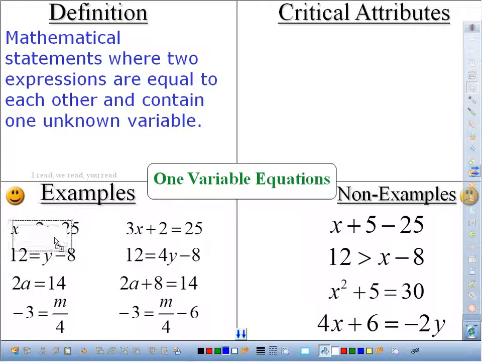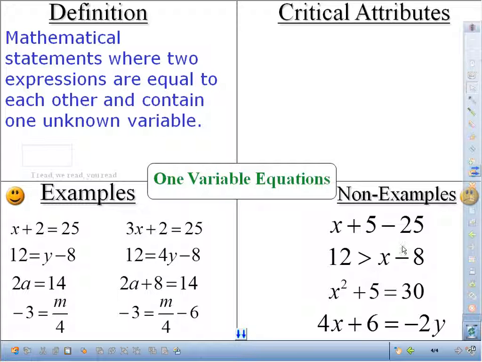Yes. So now, if I was to take this away, is an expression equal to another expression? Yes. According to the definition, it says statements where two expressions are equal to each other. Are these two expressions equal to each other? Yes. Does it have one unknown? Yes, here it is. If you look at the rest, they're about the same. Expression equal to each other, and so on and so forth.